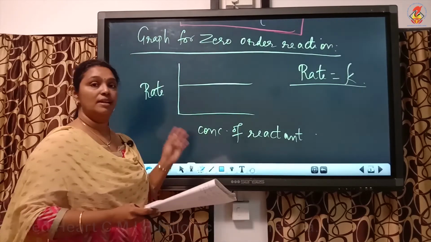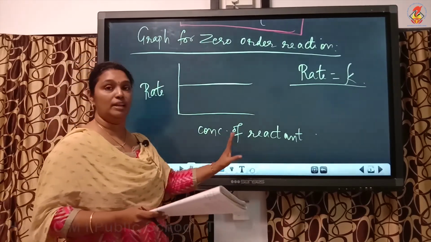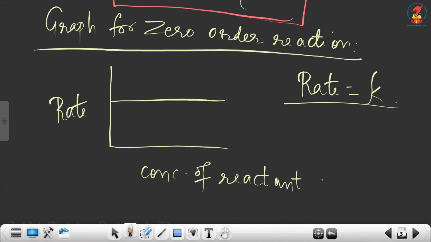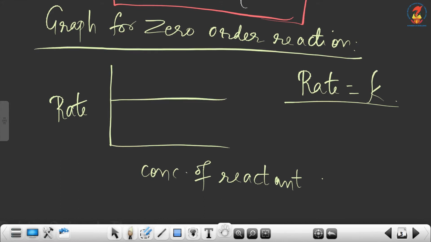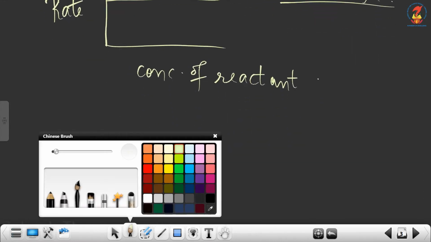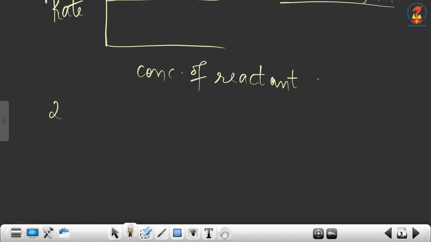Like this. It means the rate of the reaction is independent of the concentration of reactant. So, this is our first graph. Now, the second graph for a zero order reaction is number 2. The second graph is when you plot concentration of R against time.